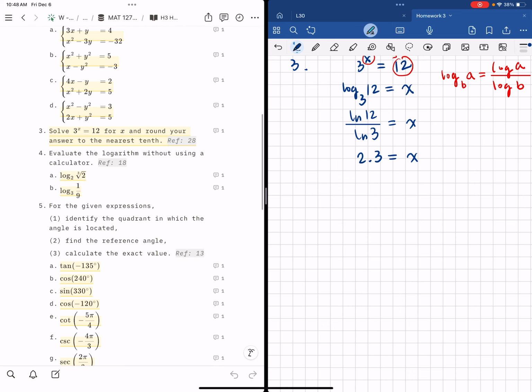Okay, we're going to move on to number 4. Evaluate the logarithm without using a calculator. Thank God you don't have to use a calculator this time. Part A. It's log base 2 of cube root of 2. So for this one, we will first rewrite the number inside this log function as a rational exponent. Rational exponents means that you don't have the radical sign anymore, but instead you will have an exponent that is a fraction.